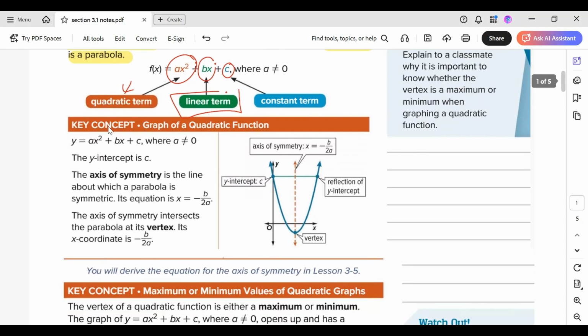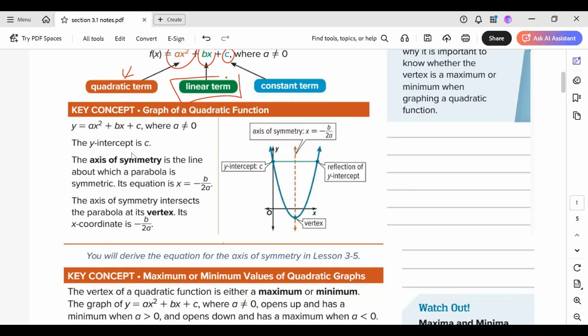When we look at the quadratic function, we have an axis of symmetry, which is the line that splits your parabola in half, and it's known by the equation x equals negative b over 2a, which is also used to find the x coordinate of the vertex of our parabola.